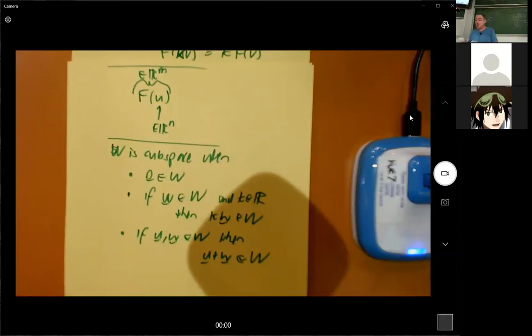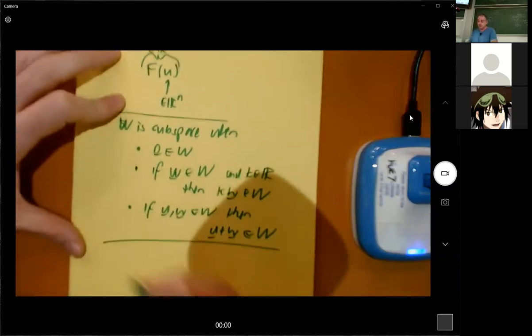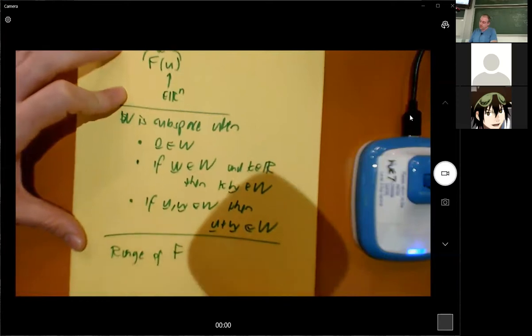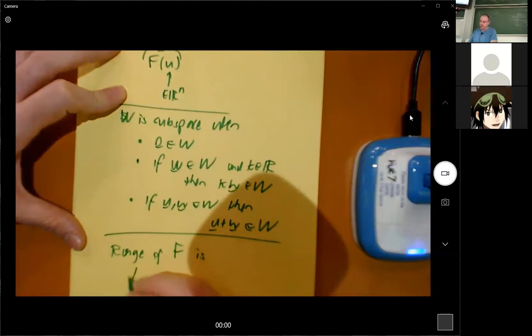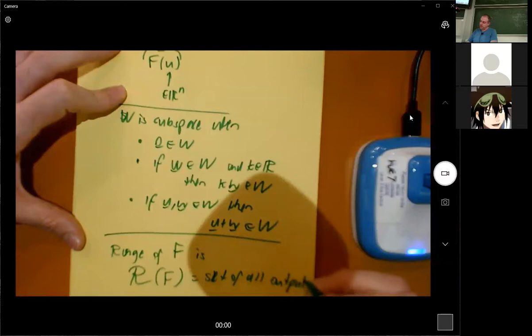And then I guess we need to know what the range means. So the range of F is, it's normally written like that, isn't it? Curly R, F, yep, which is the set of all outputs.